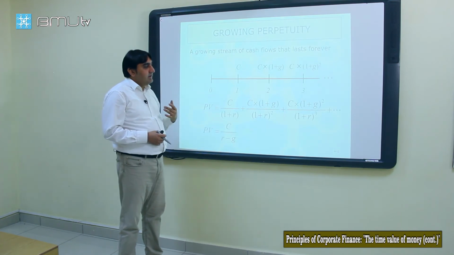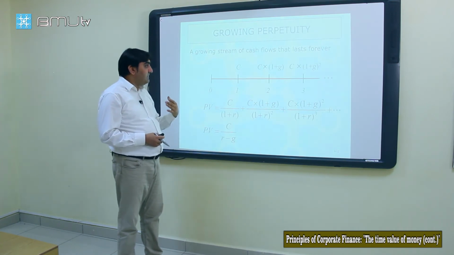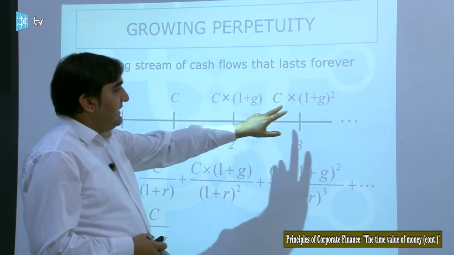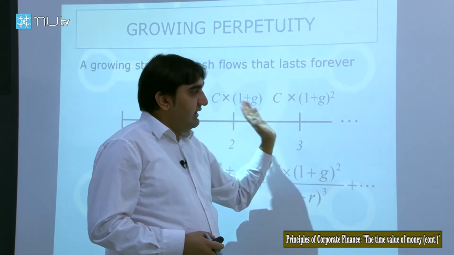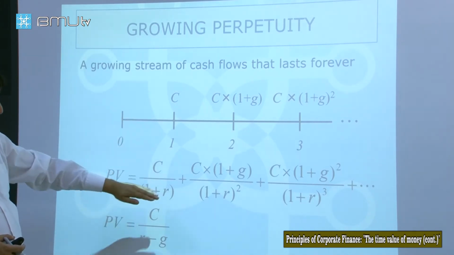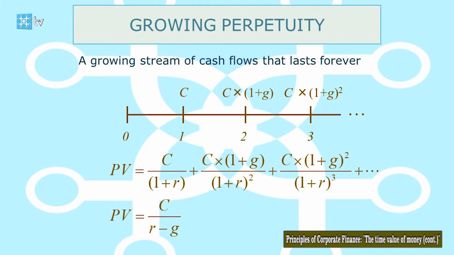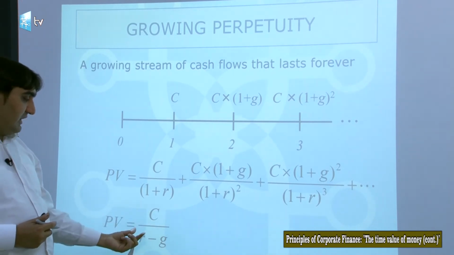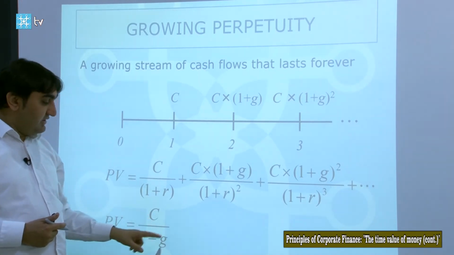As I said, these perpetuities may grow from year to year. For example, here it is C itself, it grows at rate G, then G squared, and it goes forever. The present value of these cash flows is found by discounting them year by year, applying some algebra and adjusting. We get the present value of a growing perpetuity as the first cash flow divided by R minus G. R is the required rate, that's the interest rate, and G is the growth rate.